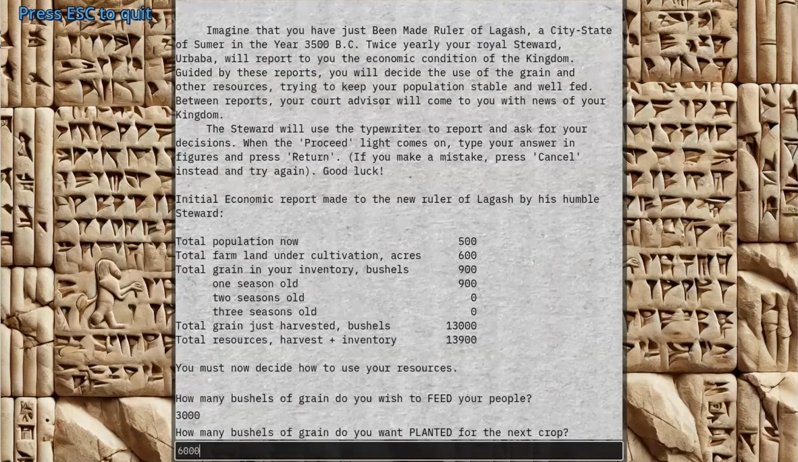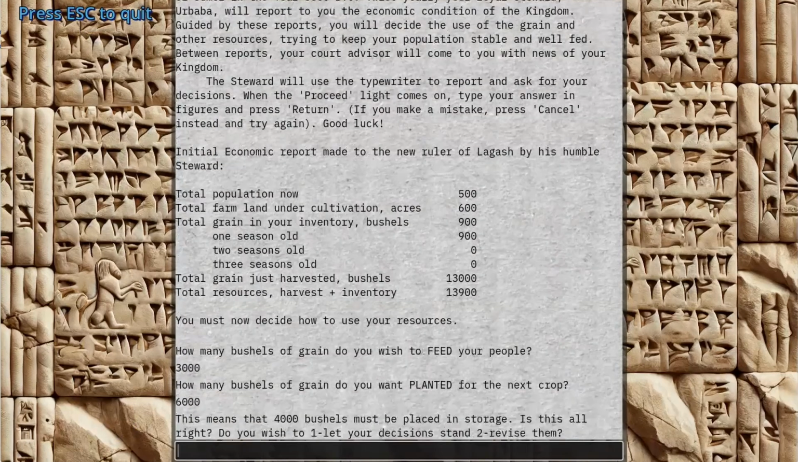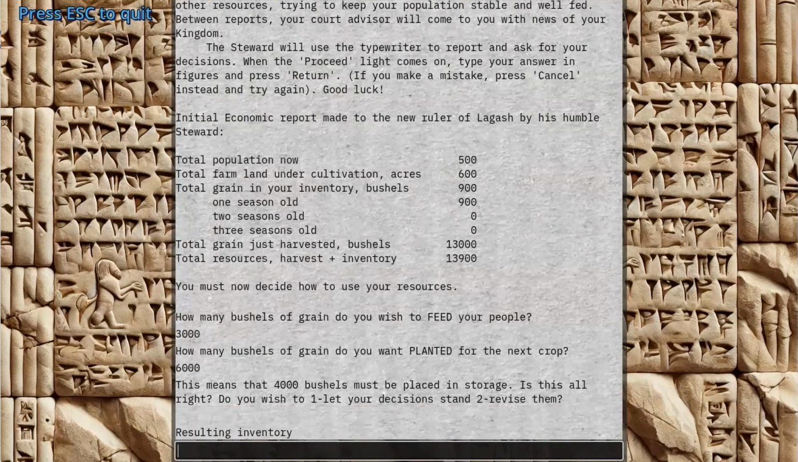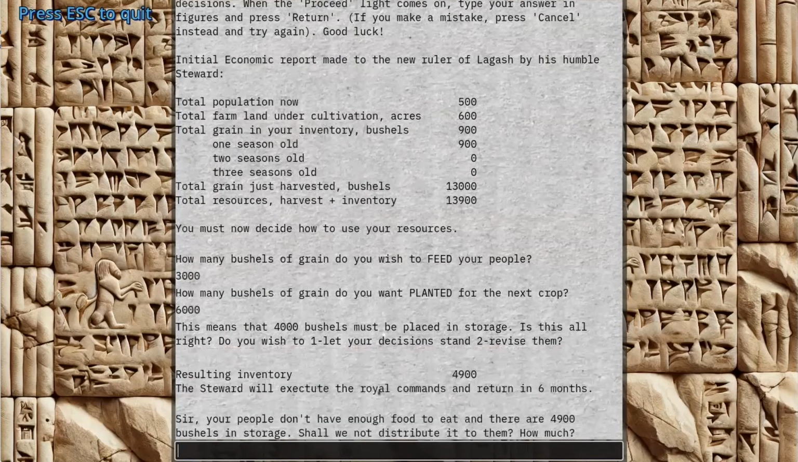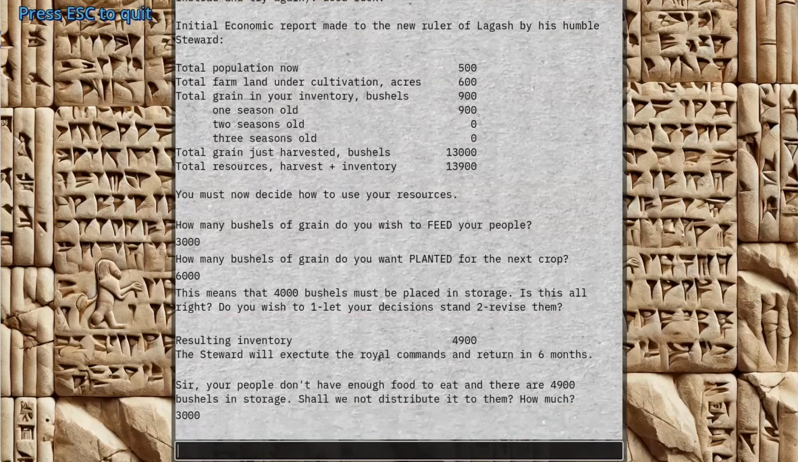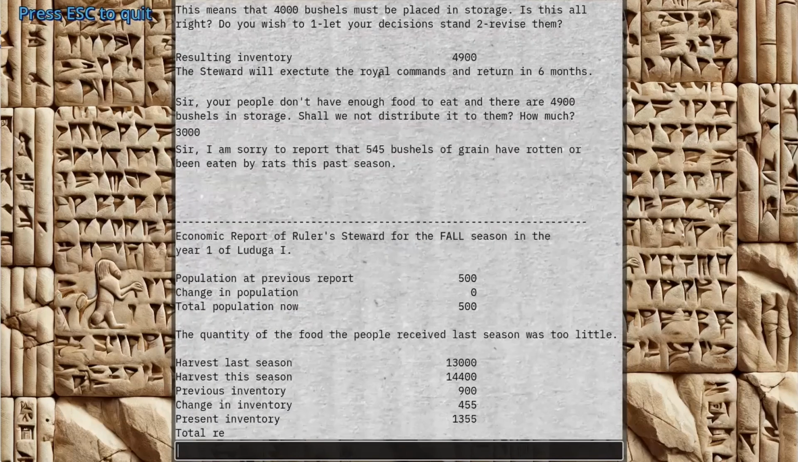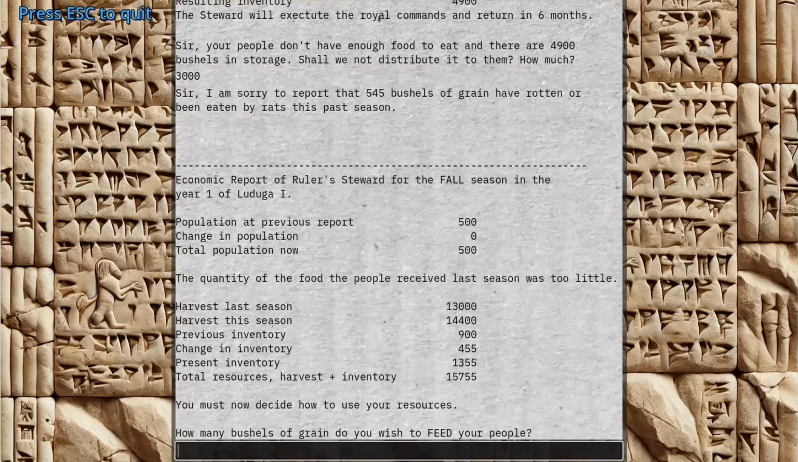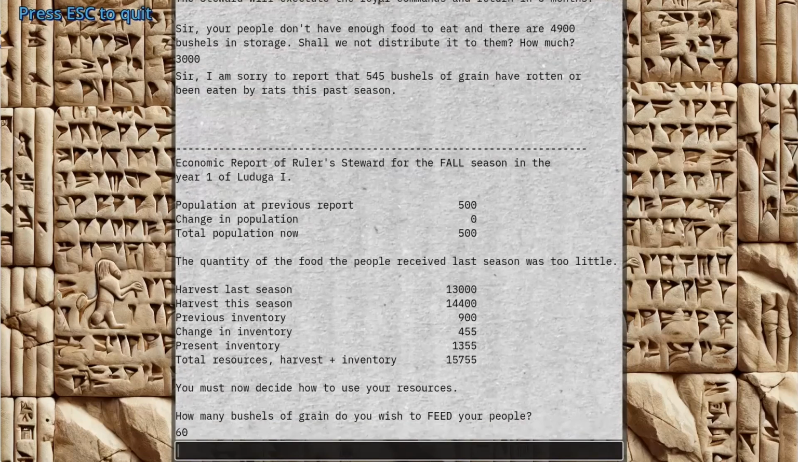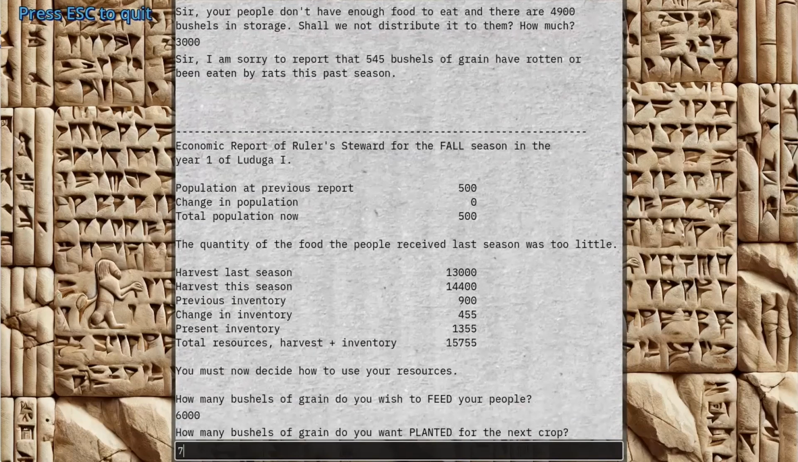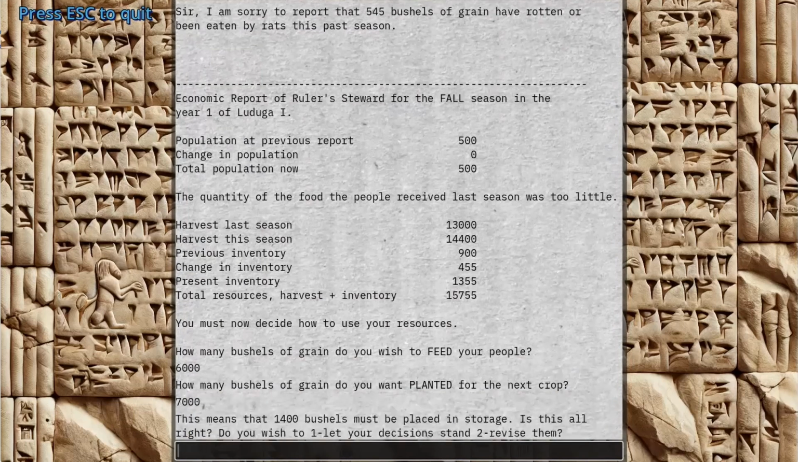The Sumerian Game takes place in the city-state of Lagash in 3500 BCE. The player assumes the role of Ludigas I, the priest ruler of Lagash, and the game is presented as a conversation between the player and his royal steward Urbaba, presenting a report about the state of the economy twice a year. The steward gives you information about the population of your city, the grain supplies and the amount of arable land you have access to.